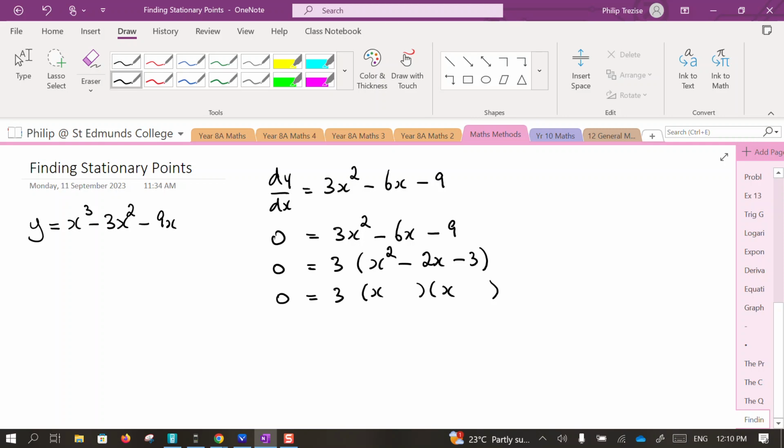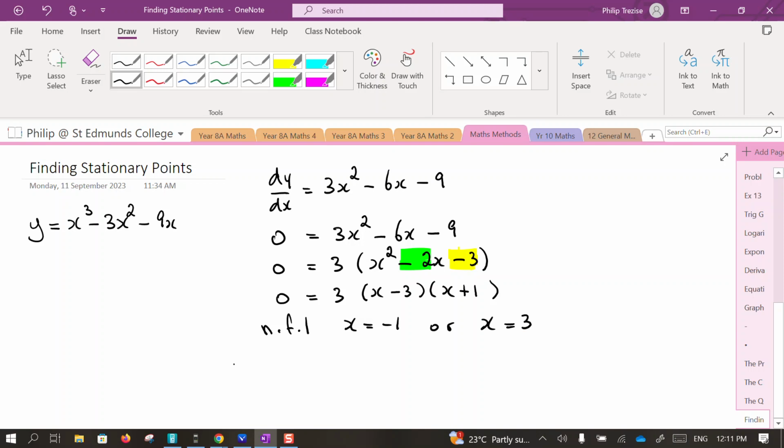number. Our two numbers for a monic, we need to have numbers that will multiply to equal the negative 3 and add to equal the negative 2. So the numbers we're looking for are negative 3 and positive 1. Those two numbers multiply and add to give the parts we need. So now by the use of the null factor law, we could say that x equals negative 1 or x equals 3. To find the corresponding y value, we substitute into the original function.